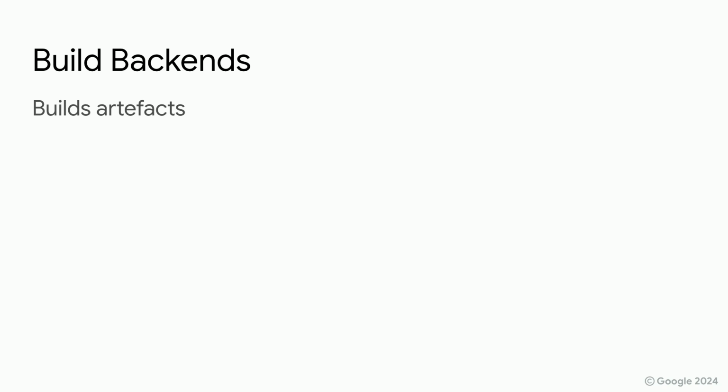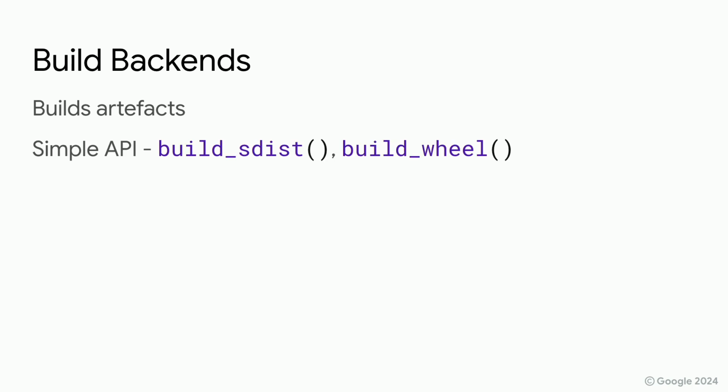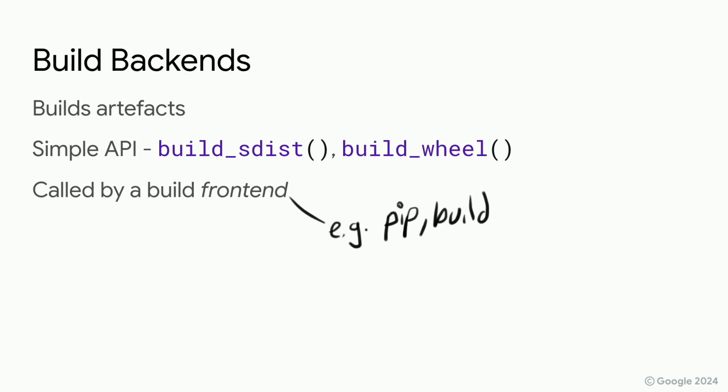Build backends are focused on producing the artifacts for distribution. So the SDists and the wheels. They have a super simple API. You just have to specify those two functions, and you can build a build backend yourself, just as long as it makes the artifacts that you want. And where there are backends, there are usually front ends. So a backend is called by the build front end, like build or pip, to make use of the artifacts, like installing or uploading. So that's what build backends are, and that's what PEP 517 introduced.